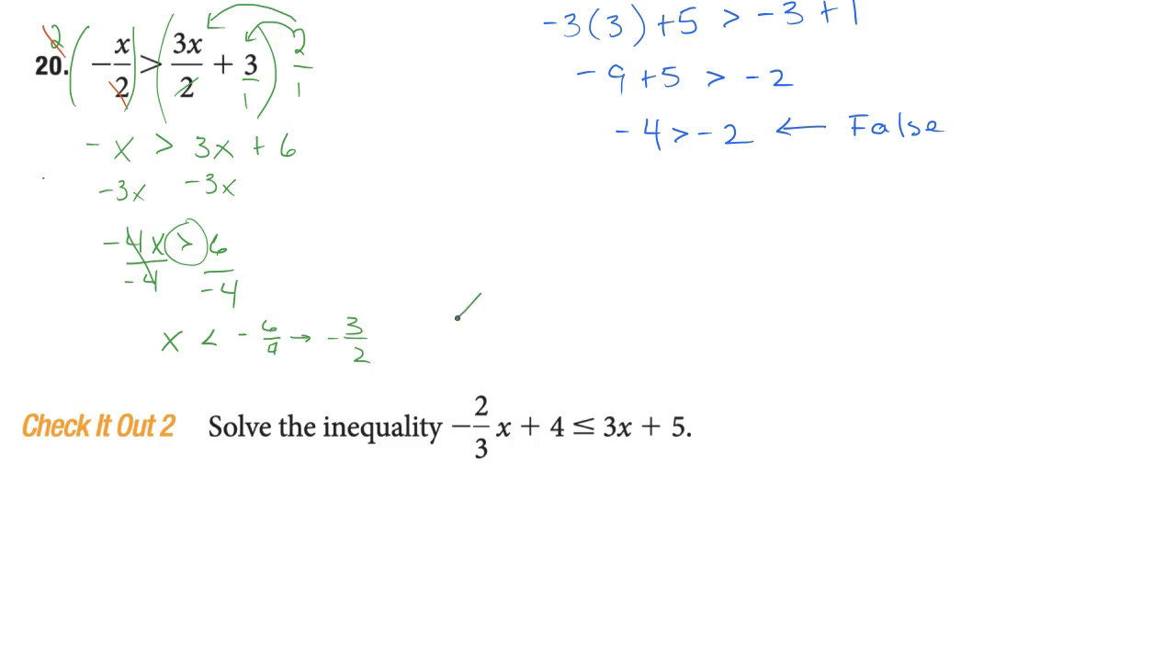Okay, so x is less than negative 3/2. So what that means is we've got negative infinity up to negative 3/2, and it does not include the negative 3/2. So that's our final answer.